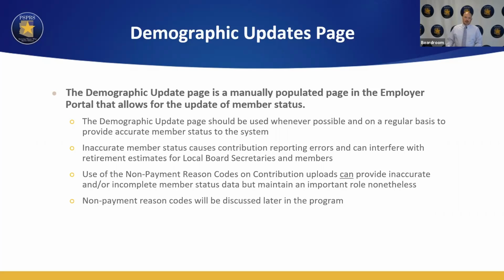We want to keep in mind that inaccurate member statuses can lead to contribution errors, reporting errors, or validation errors in the contribution reporting process. So we want to take these steps with the demographics manual page first. Of course, we do want to bear in mind that non-payment reason codes are very important. They work with the flow of the contribution reporting process. It's a really helpful tool, but only when used in the proper method. We'll talk about some of those non-payment reason codes and how they affect member statuses in a few moments.